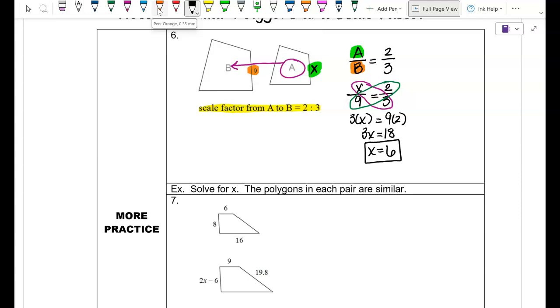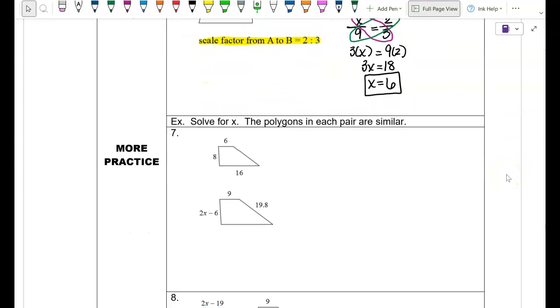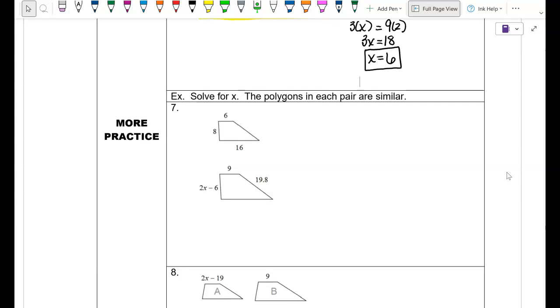Now, the only difference with the next two examples, 7 and 8, we're still solving for x. The polygons are still similar, is we're going to get into expressions instead of just a single variable. So the same idea we were just doing, but instead of having a single variable that we're solving for, now they're giving us an expression to solve for that variable. And again, a lot of the diagrams are going to give you more information than you need.